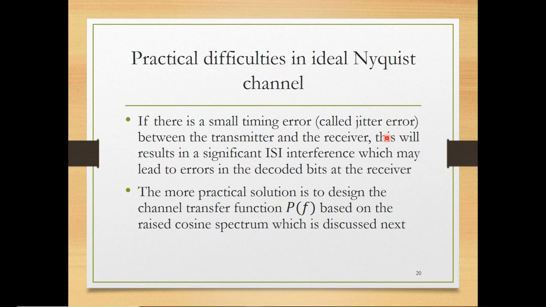If you reduce your data rate, you don't send high-speed internet. So you want pulses that are, we call them friendly pulses, that can coexist with any other pulses without being far from these pulses, so that you can transmit. And the same in frequency, if you go far in frequency, you waste bandwidth. Bandwidth is money. The more practical solution to address the previous problems is to design the channel transfer function P of f based on the raised cosine spectrum.